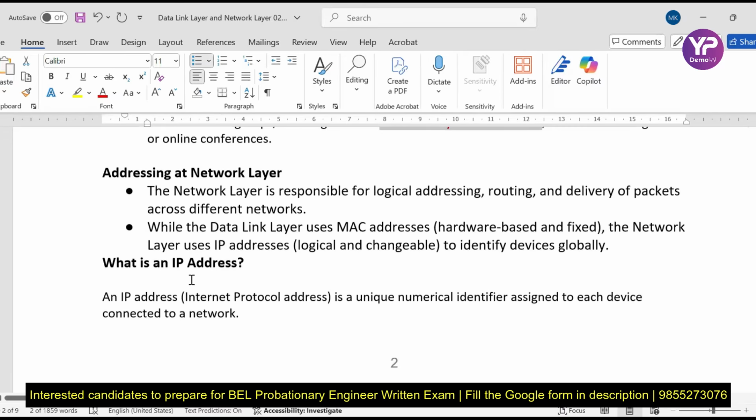Now, addressing, we already discussed this. The network layer is responsible for logical addressing. The data link layer is used for MAC addresses.